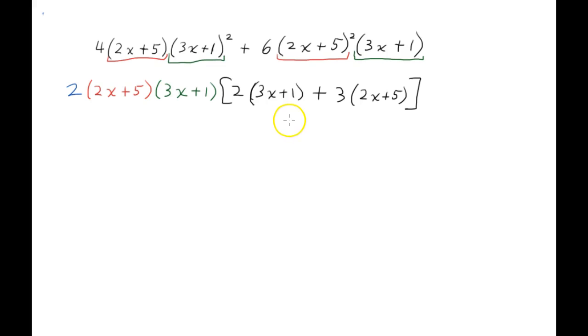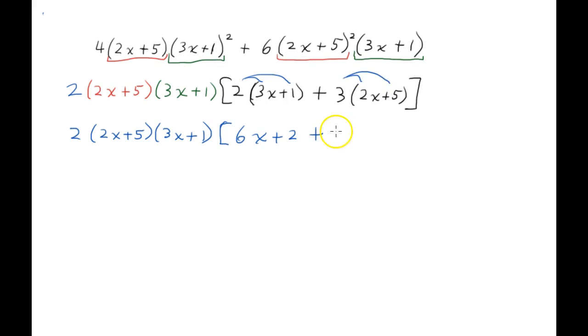Now, in an answer key, they might simplify this part here. So let's just continue with that. So I will write all of this in blue now. So 2 times the factor 2x plus 5 times the factor 3x plus 1. Okay, that's what we had just above it. Multiplied by, now I'm going to distribute this. 2 times 3 and 2 times 1, that's 6x plus 2, plus 3 times 2 and 3 times 5, that's 6x plus 15.